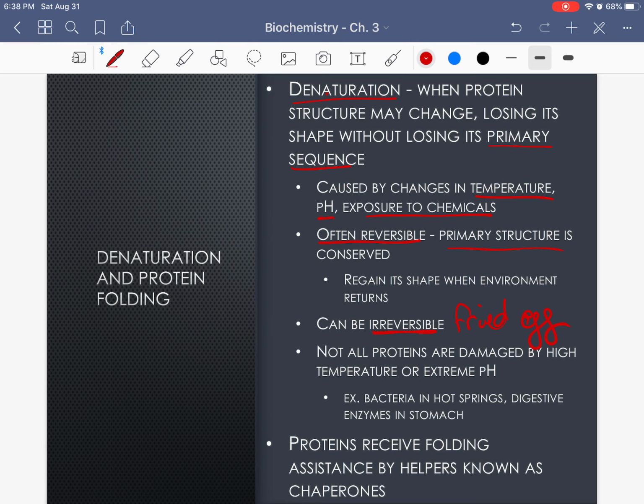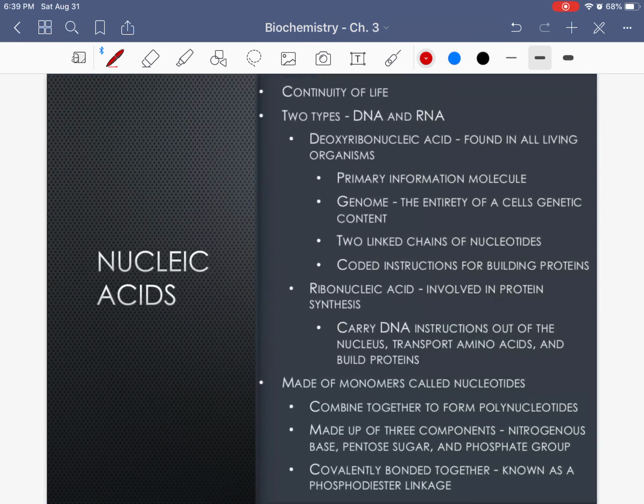There are also examples of proteins that can handle extremes, that can handle high temperatures or extreme pHs. For instance, bacteria in hot springs can handle that temperature. The digestive enzymes in our stomach can handle that pH caused by our hydrochloric acid, which is a pH of 2. All right. And I'm thankful for that because those enzymes can handle those extremes. I can break down my hamburger. Some proteins will receive help in folding into the correct shape by proteins called chaperones. And those chaperones help make sure those proteins fold correctly.